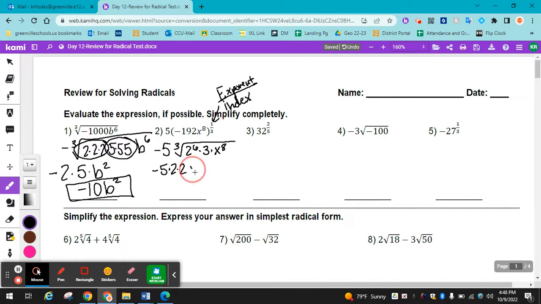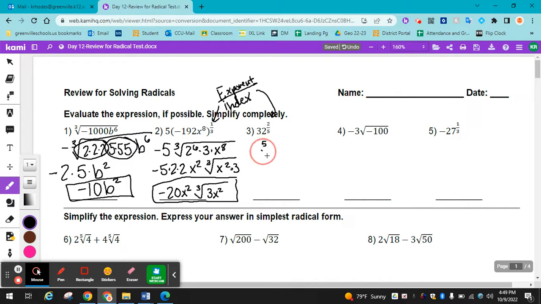And if I do the x's, there will be 2 groups of 3. That's 6, 7, 8. So 2 left inside, and that 3 is on the inside. It's a little funny way to write it. 4 times 5 is 20, x squared, cube root of 3x squared. I said cubed, I meant squared. And there you go.